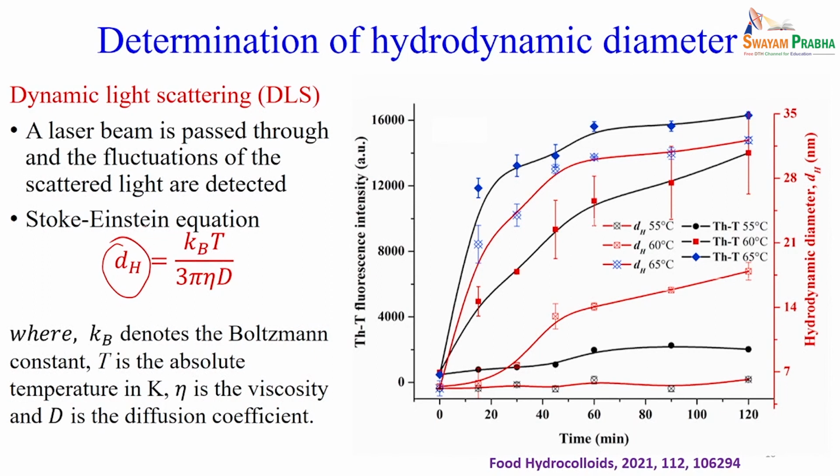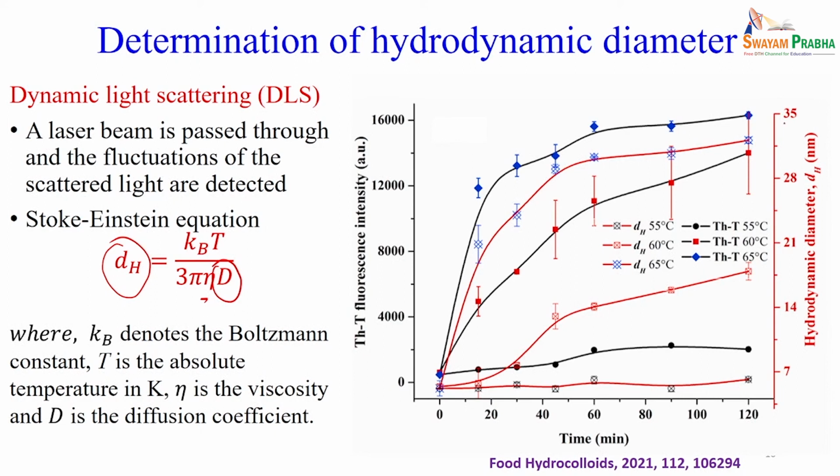So, it says the hydrodynamic diameter is inversely proportional to the diffusion coefficient. Here kB is the Boltzmann constant, T is temperature, and eta is the viscosity. So, in this way, if there is a formation of different sizes of aggregates, the value of diffusivity will be different, and accordingly we can monitor the hydrodynamic diameter.